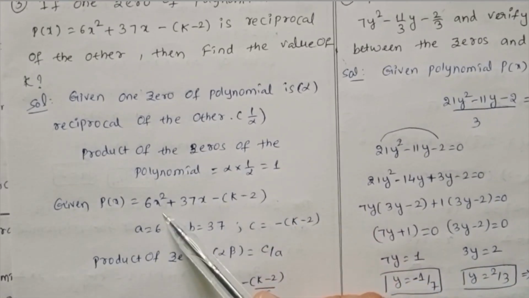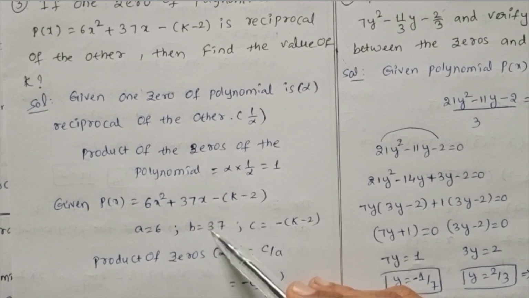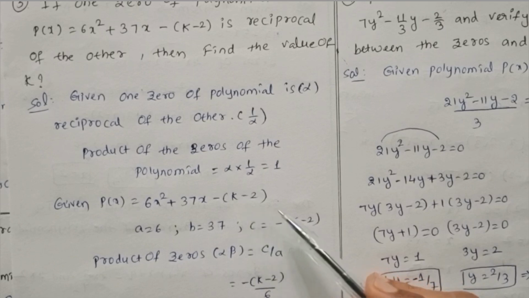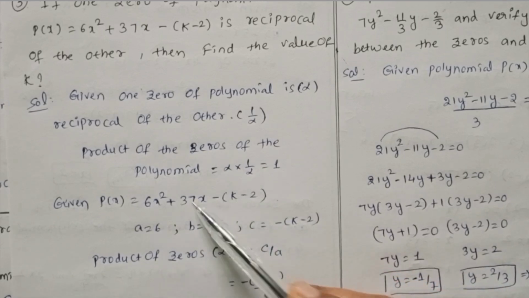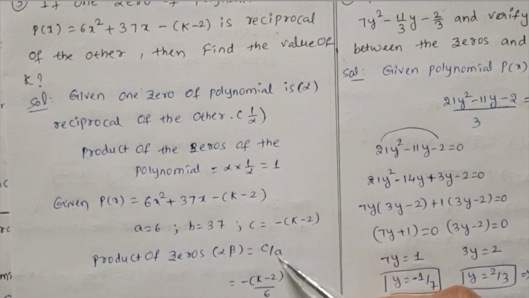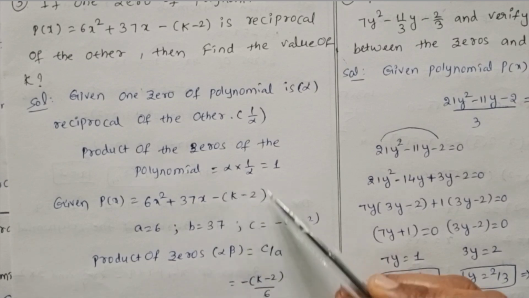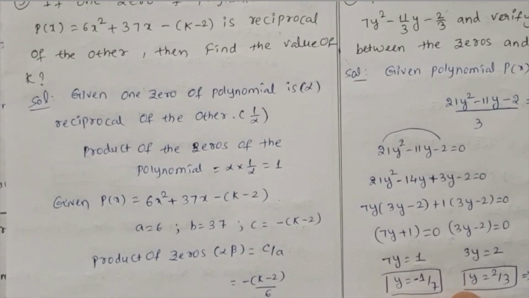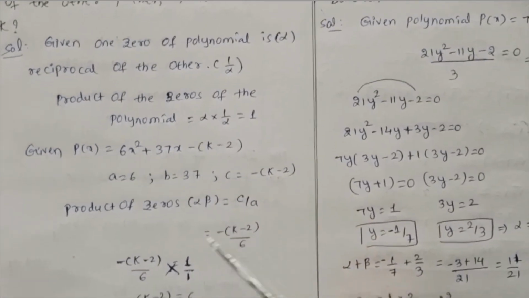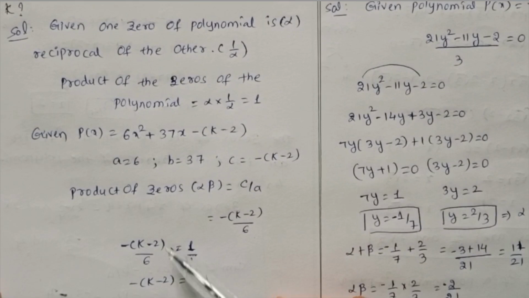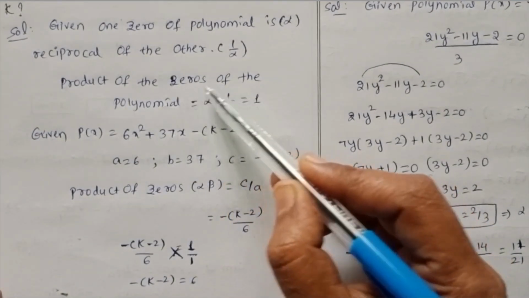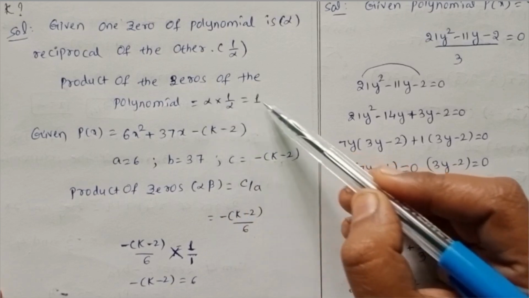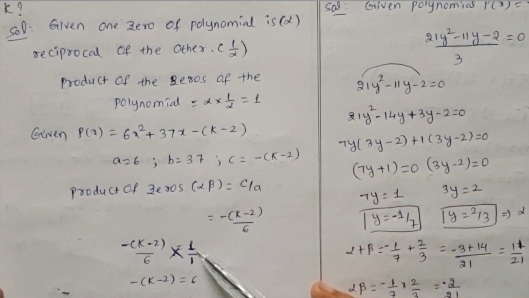Compare with ax square plus bx plus c. Then a is equal to 6, b is equal to 37, c is equal to minus of k minus 2. The product of zeros for this equation, alpha beta, is equal to c by a. C value is minus of k minus 2, a value is 6. So minus of k minus 2 by 6 is equal to the product of zeros, alpha into 1 by alpha, which is 1. So equate this to 1.